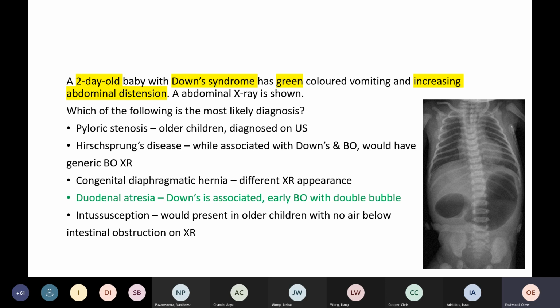So what clinches it is this X-ray appearance, which is the characteristic double bubble. It's where you've almost got a section of the duodenum that's missing. So you've got air in the stomach, then a disconnect, and then air in the bowel as well, which leads to this characteristic appearance.